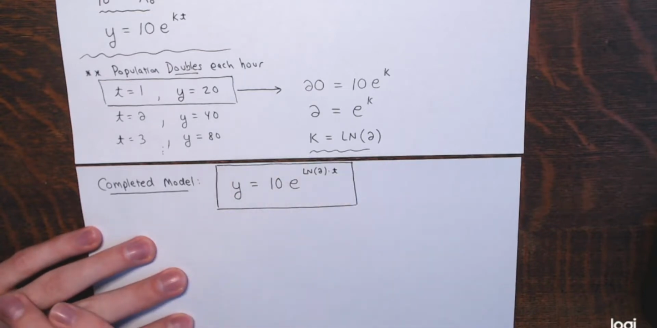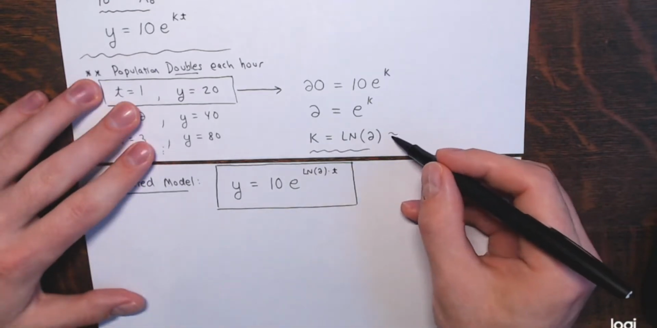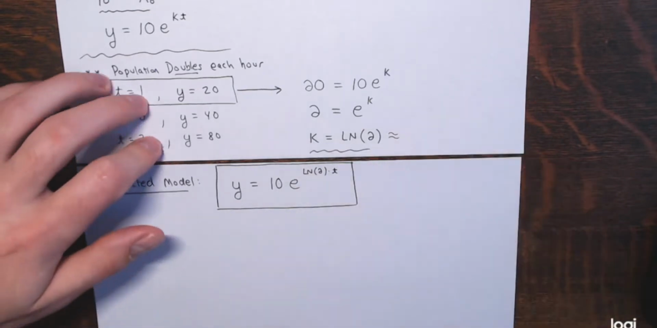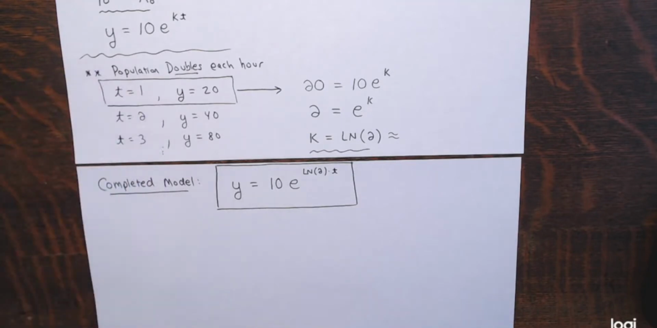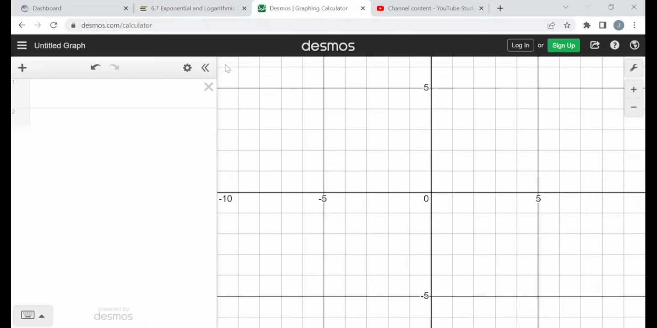You can also, I've seen people do this plenty, round the value of k, but go out to at least 4 or 5 decimal places. So what is the natural log of 2? I'm going to go to desmos.com, free online graphing calculator here. Just punch in the natural log of 2. I'm going to go out to 4 decimal places, round to the nearest 10,000th, 0.6931.